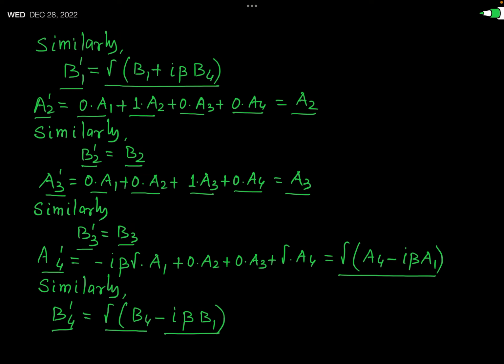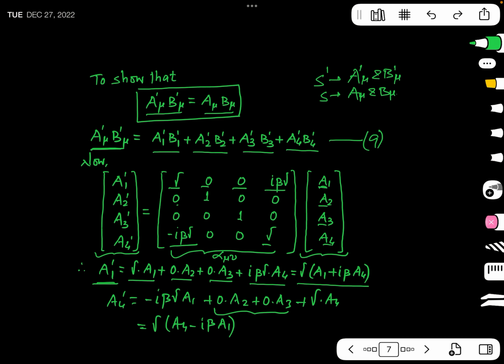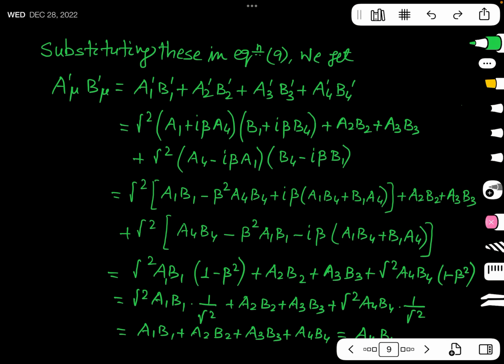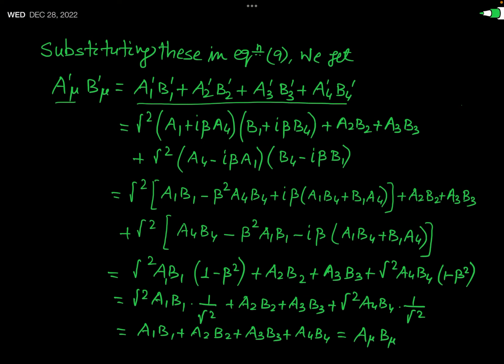Now we will substitute all these values in this equation 9. We have obtained A1 prime, B1 prime, A2 prime, B2 prime, A3 prime, B3 prime, A4 prime and B4 prime. Now substitute all these values. For your convenience, I have just repeated that expression here. So A prime mu times B prime mu is equal to A1 prime B1 prime plus A2 prime B2 prime plus A3 prime B3 prime plus A4 prime B4 prime.